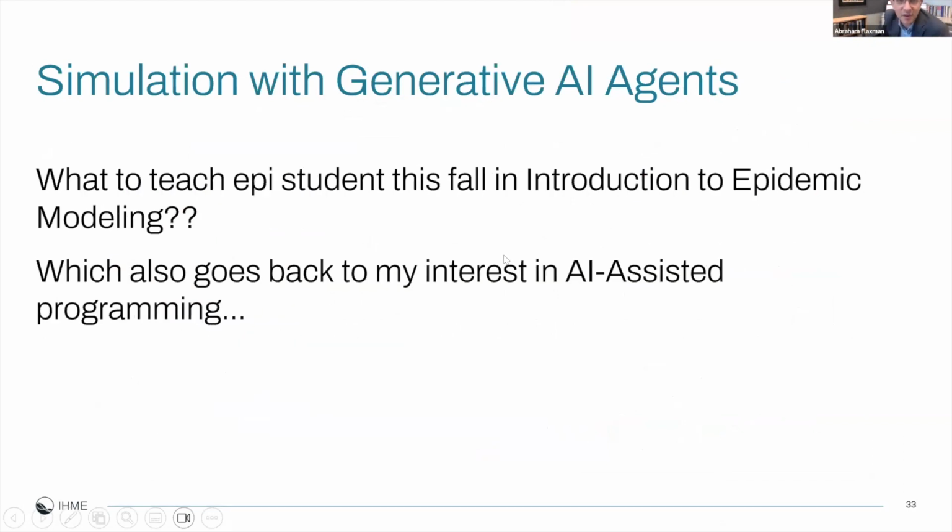I'm thinking about this very much right now because I have to teach a class this fall, Introduction to Epidemic Modeling. And so what should I include about simulation with generative AI agents? Well, maybe that paper from Virginia Tech would be a fun one for the students to look at.